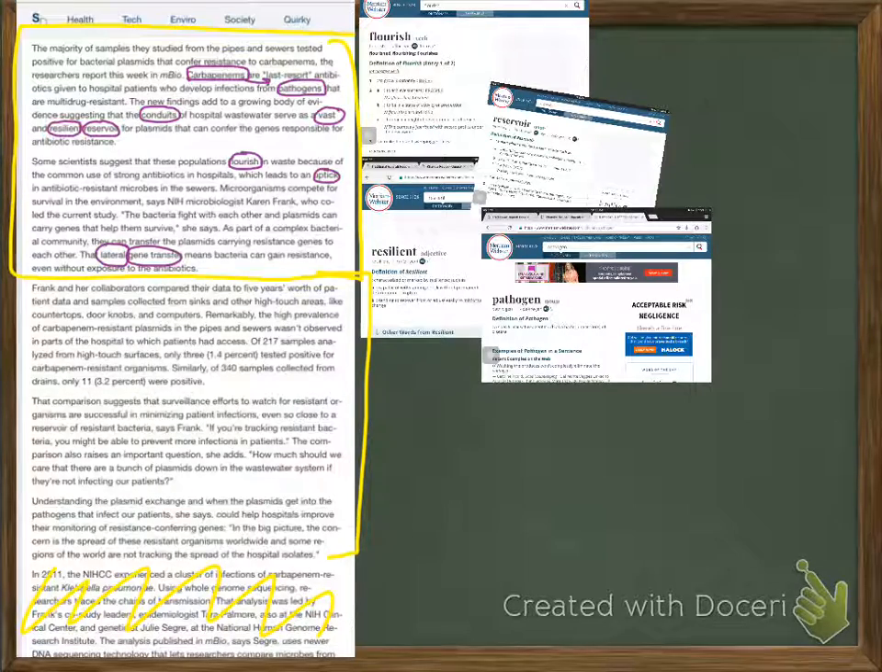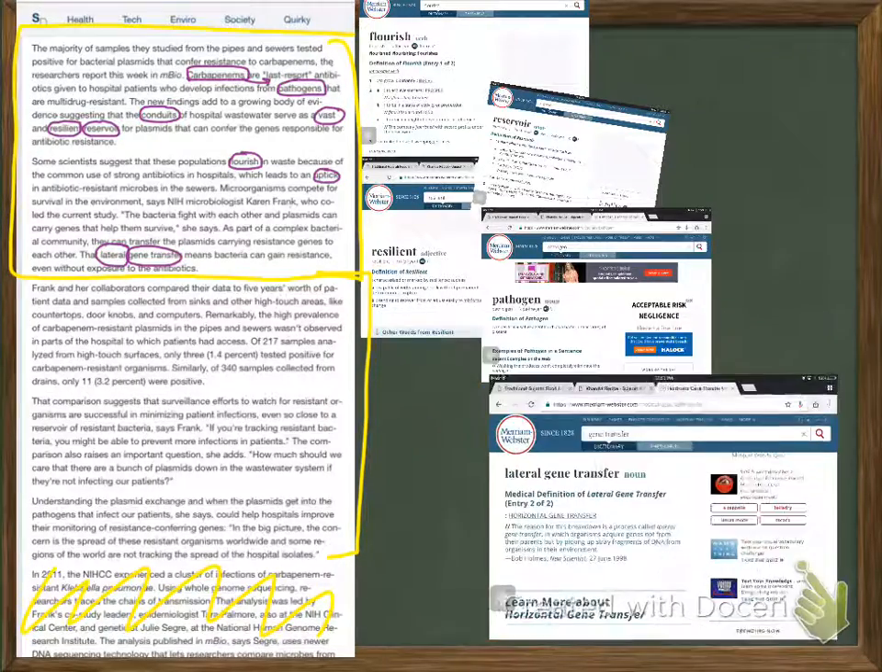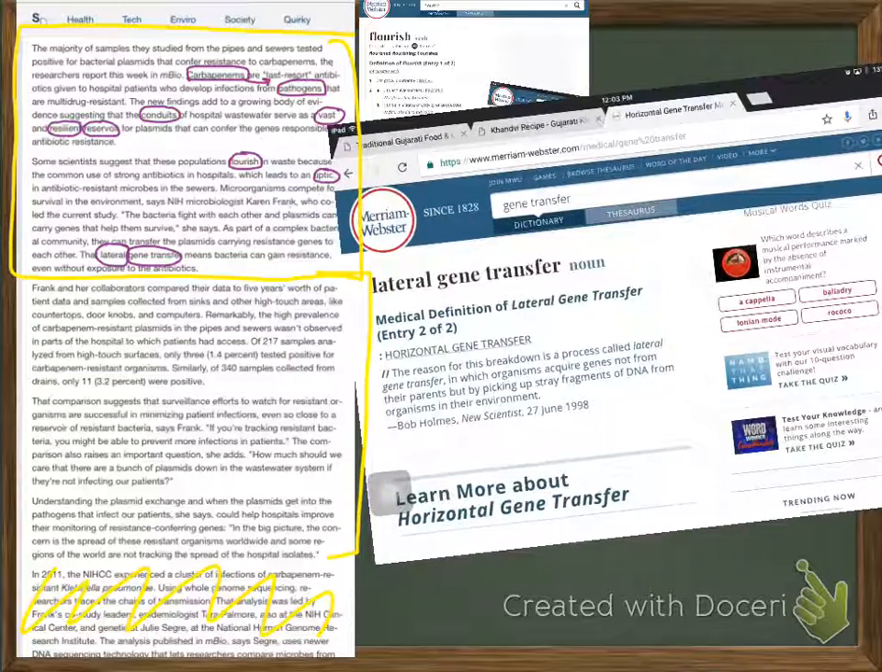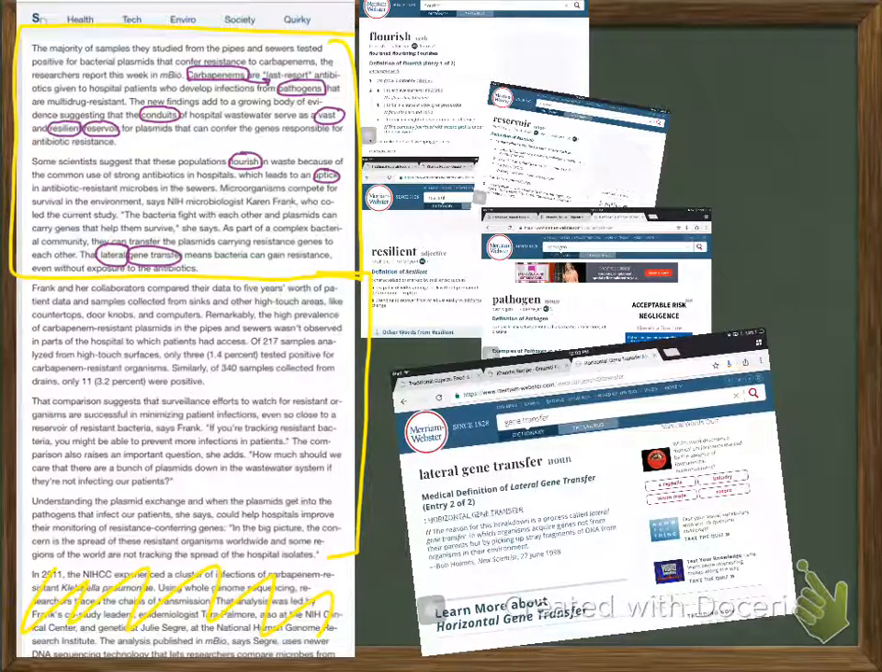But I've got to say, the definition is a little funky. It basically refers you back to horizontal gene transfer. It says, the reason for this breakdown is a process called lateral gene transfer, in which organisms acquire genes not from their parents, but by picking up stray chunks of DNA from organisms in their environment. Interesting. Okay, so once you've looked at those definitions, you're going to go in and try to get a main idea for yourself. I'm going to pause this while I zoom in.